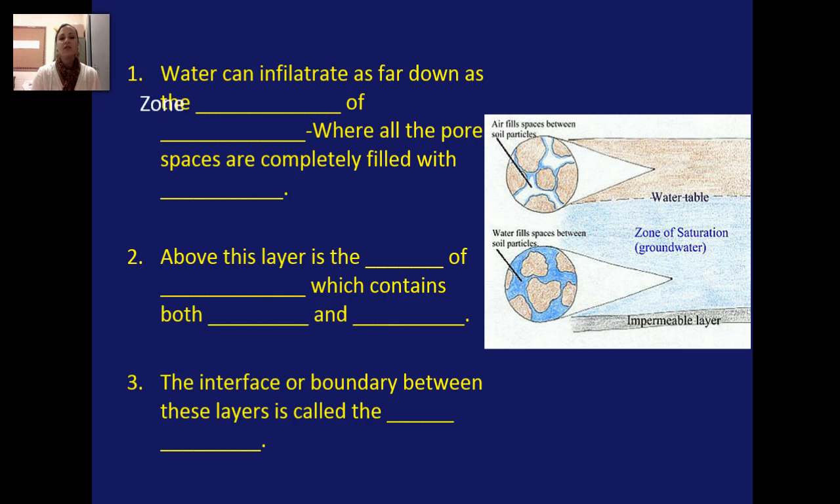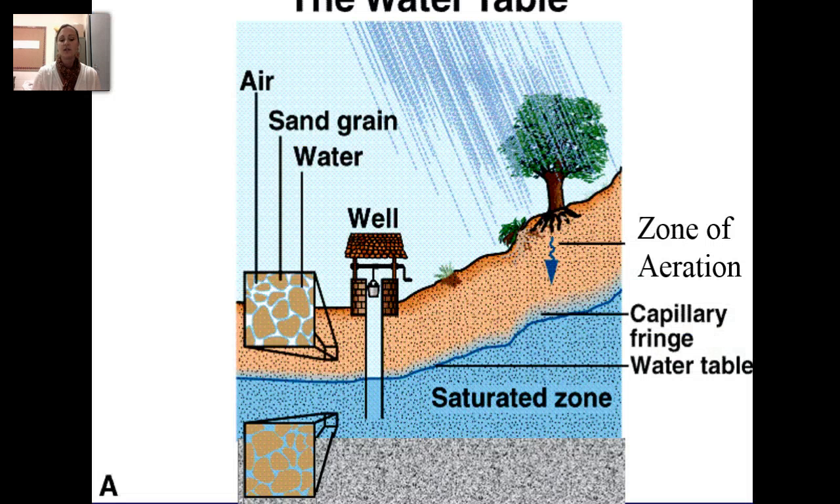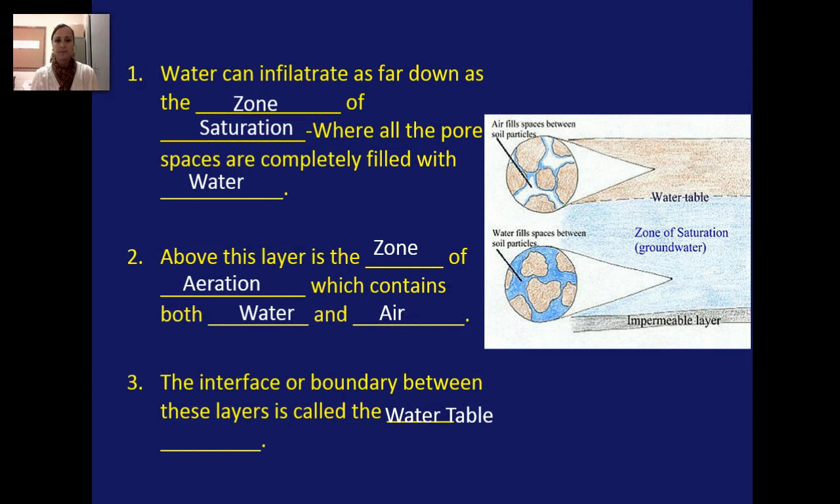Now, water can infiltrate as far down as the zone of saturation, where all the pore spaces are completely filled with water. And above this layer is the zone of aeration, which contains both water and air. And the interface or boundary between these layers is called the water table. Okay, so this is important. You need to know this.